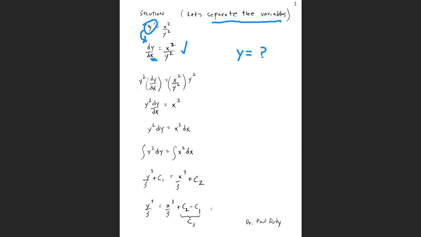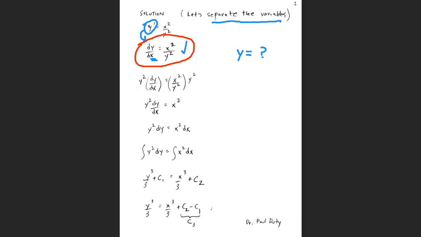Now what we want to do is rewrite this differential equation so that any terms with the y variable are on one side and any terms with the x variable are on the other side. That's called separating the variables. Traditionally, I like to have my y variable terms on the left side of the equation and my x variable terms on the right side.